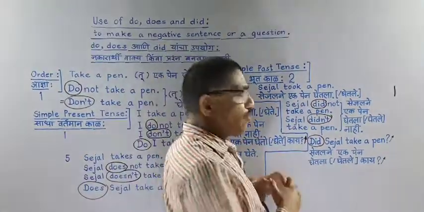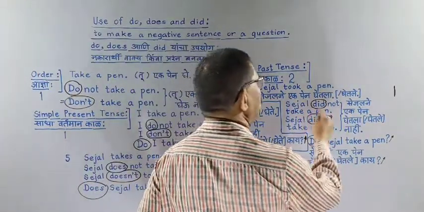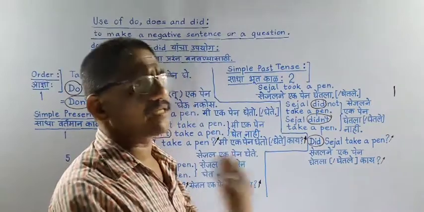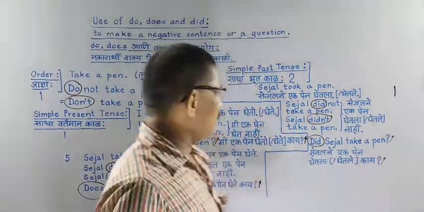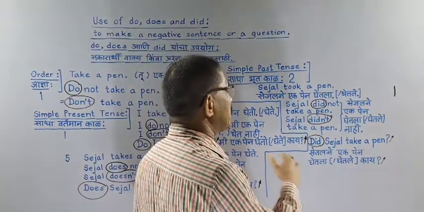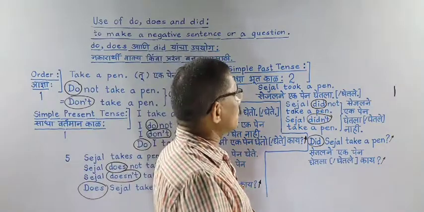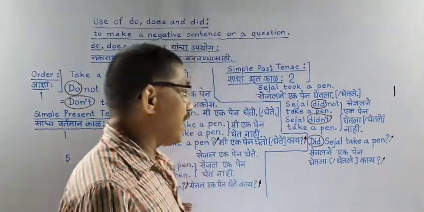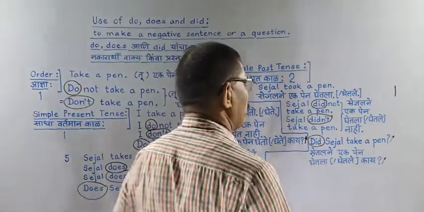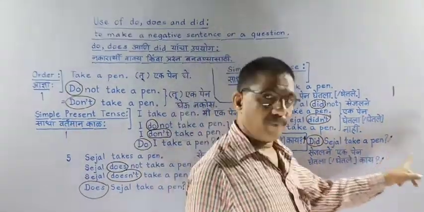Now if we want to make it a negative sentence, then Sejal did not take a pen. The meaning is totally opposite to the first one. So Sejal did not take a pen, or shortened, Sejal didn't take a pen. Now suppose we want to make a verbal question or why-in question, then what are we doing? We are taking did in the beginning. Did Sejal take a pen?